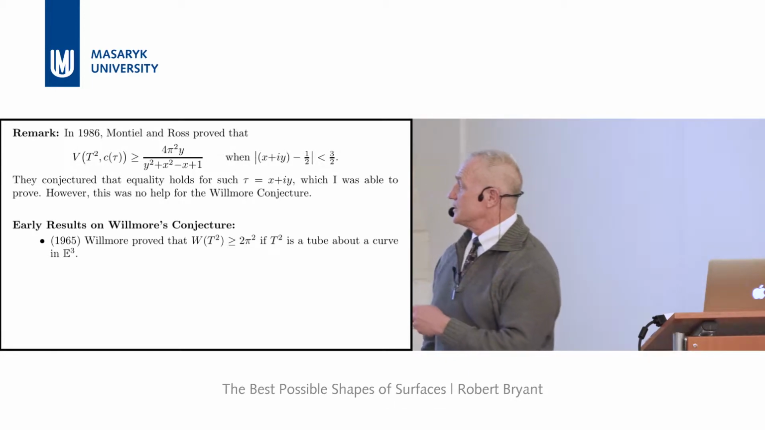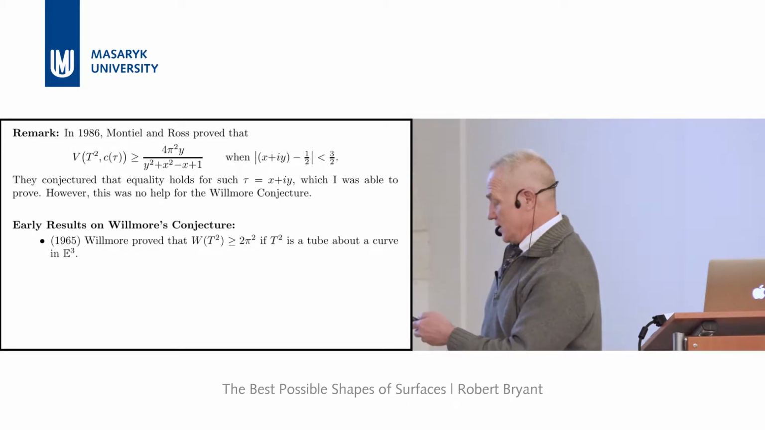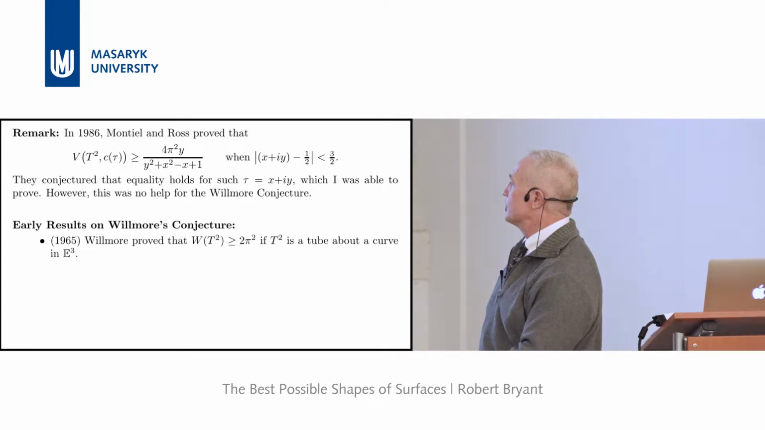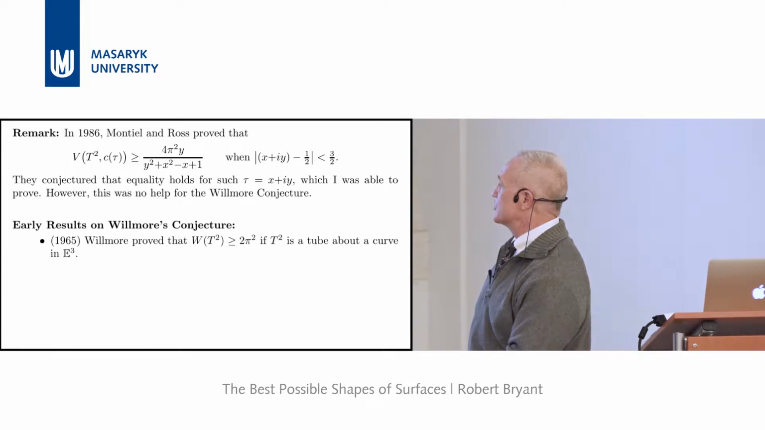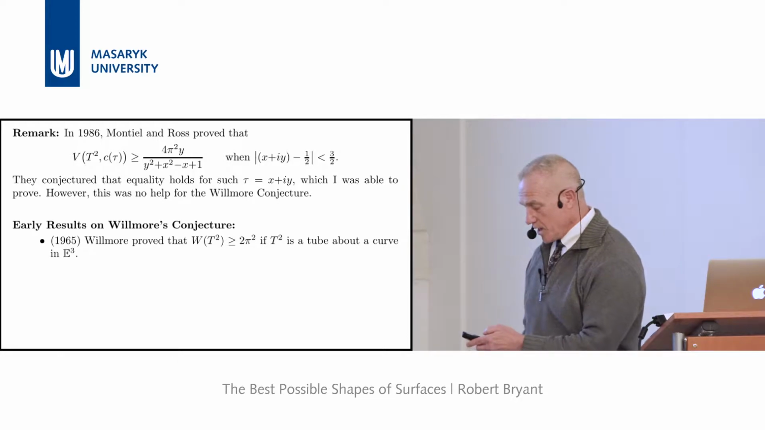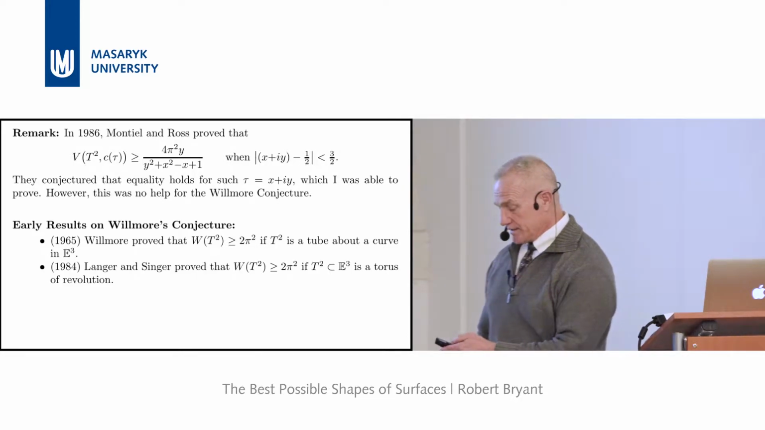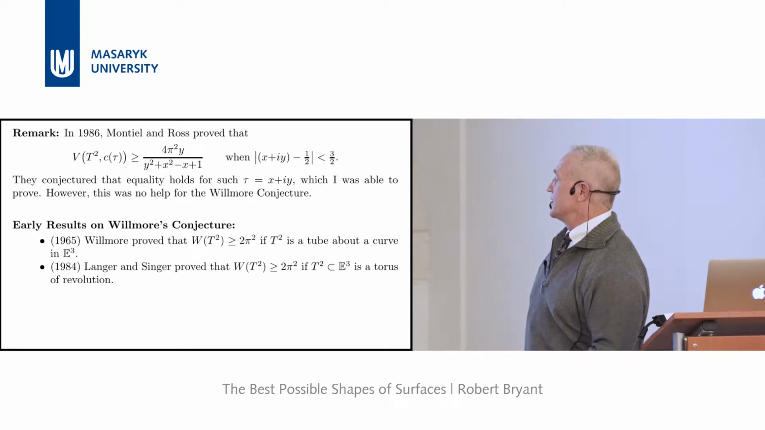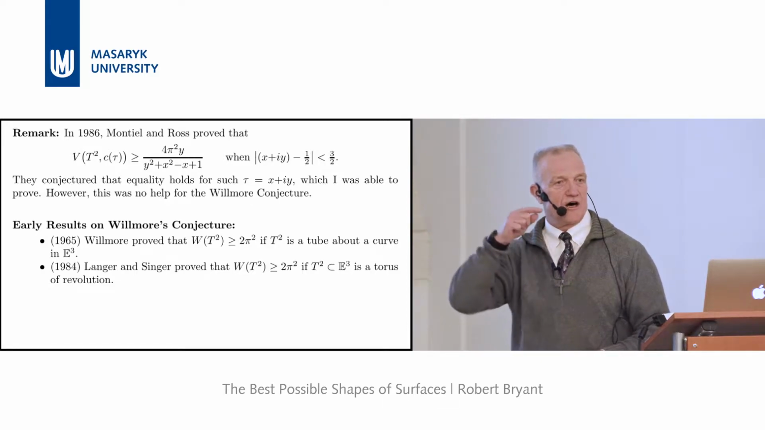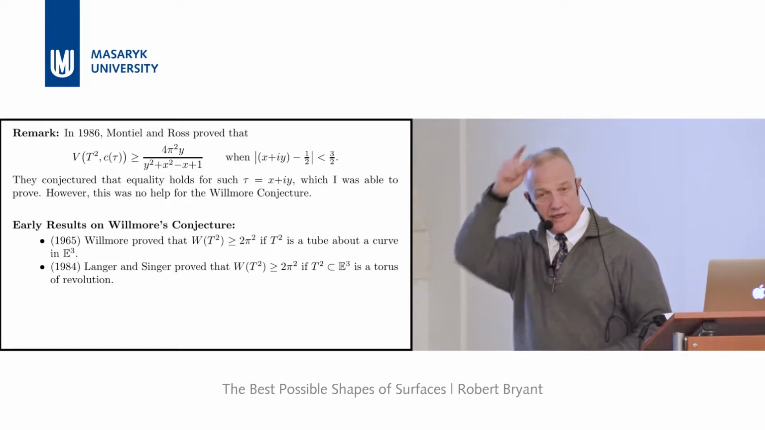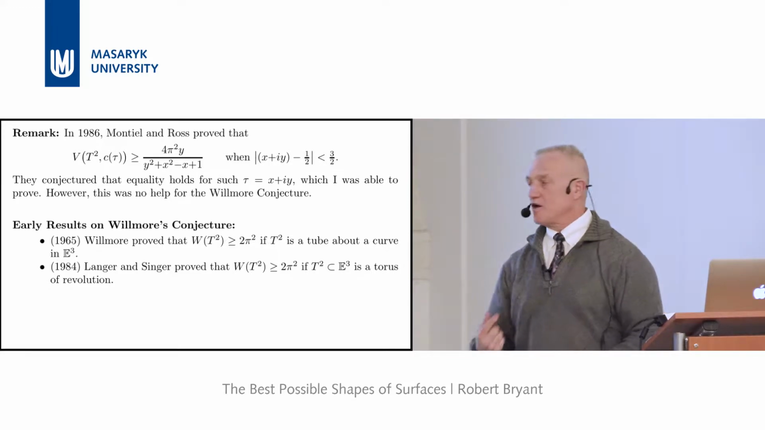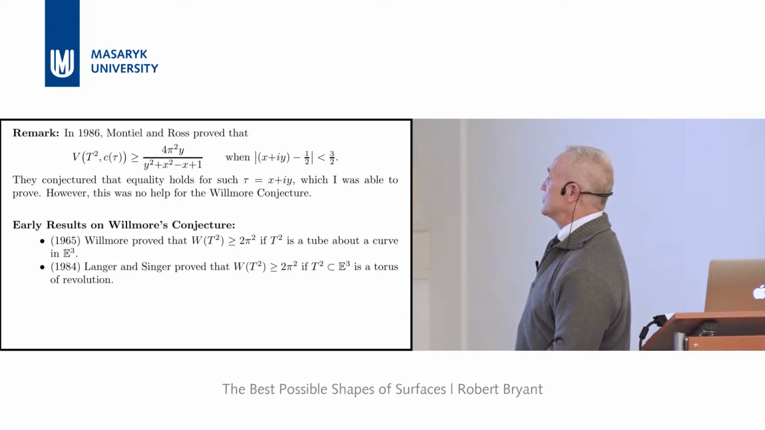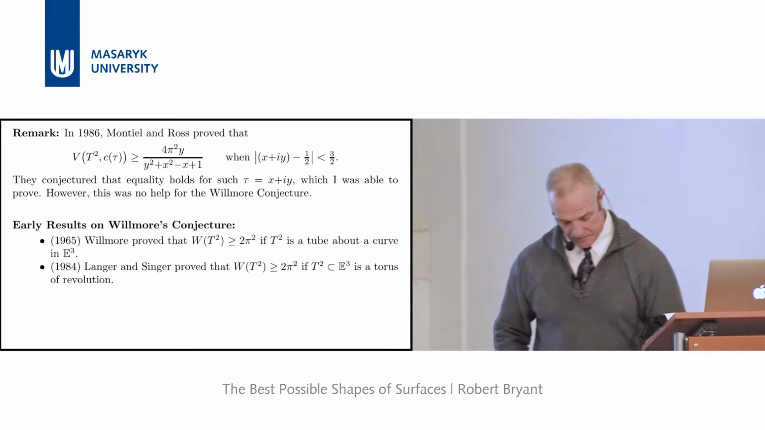First, as I mentioned, in 1965, Willmore proved that if your torus is a tube around a curve, then the Willmore measure is at least 2 pi squared. And in 1984, Langer and Singer showed that if it was a torus of revolution, we were using just a circle to revolve, but you can take any closed curve in a half plane and revolve it around the edge, they proved that the Willmore measure W(T^2) is always at least 2 pi squared in that case.